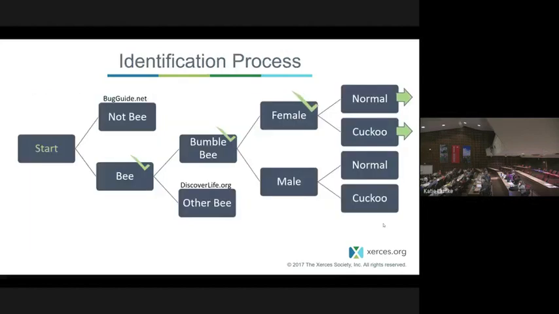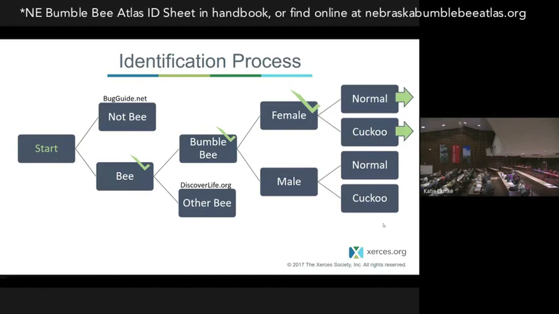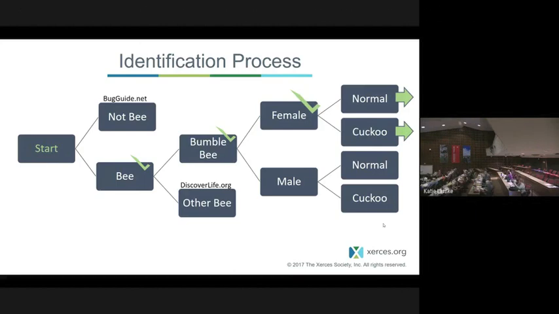Okay, so now once we're sure that we have a female, that's when we're going to pick up this guide here. So this guide, you'll notice, is only for female bumblebees. Our males tend to have a little bit different color patterns. So when we collect bees, we're mostly going to be identifying females, although you can still submit observations of males.